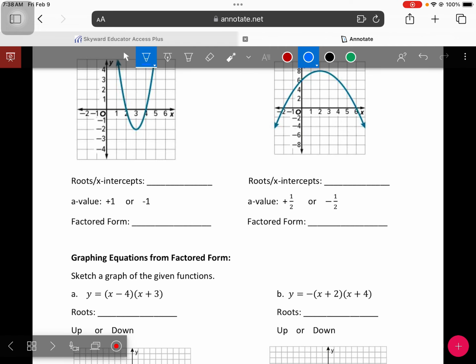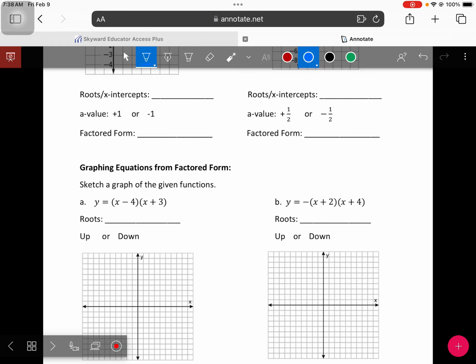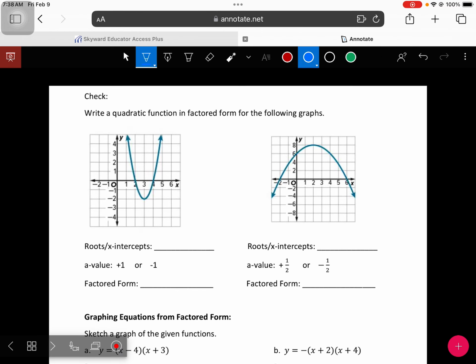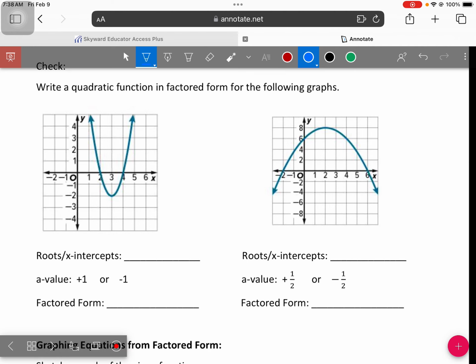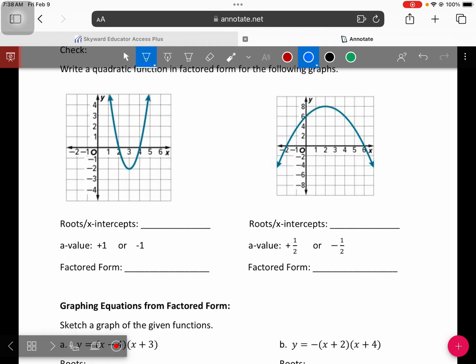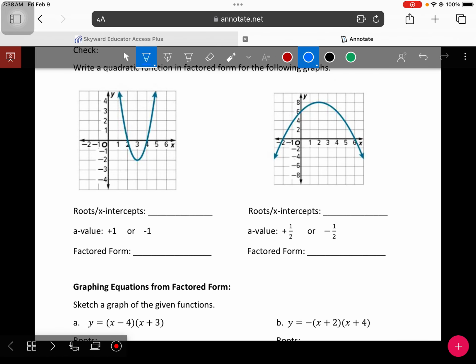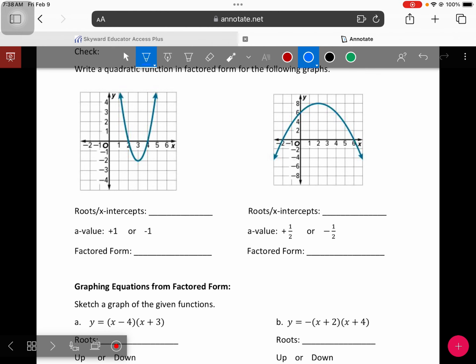All right. How much we got? We get through this next page, we're done. So check, write a quadratic function in factored form for the following graphs. I'm going to do the first one with you, and then I'm going to have you do the second one on your own. So really pay attention here.